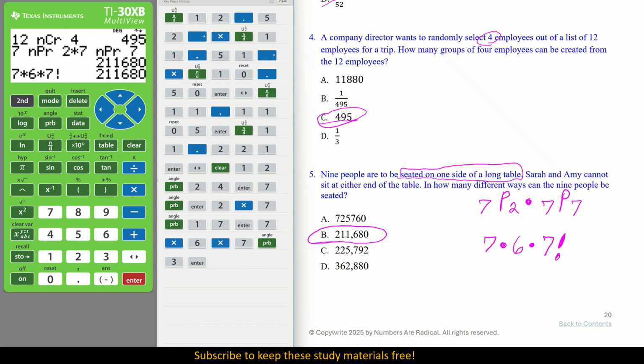So if you can wrap your head around that, it's not tough. This calculator is really great. It helps you get through that very quickly. Okay, let's try number 6.